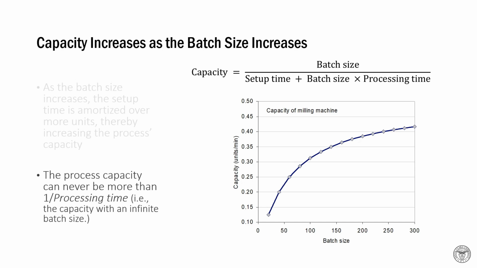However, there's a limit to this increase. Even if we imagine a scenario with an infinite batch size, where setup time is completely eliminated, our process capacity can never surpass the inverse of the processing time. This represents the maximum capacity we could achieve with an infinite batch size.